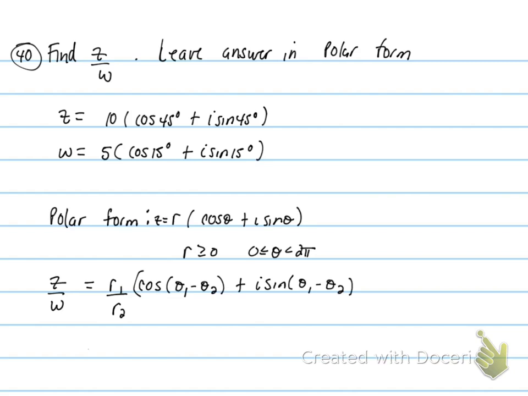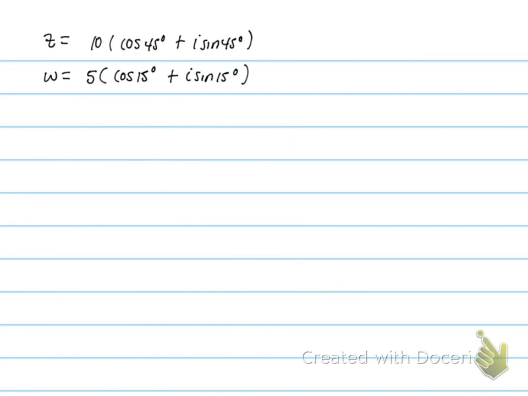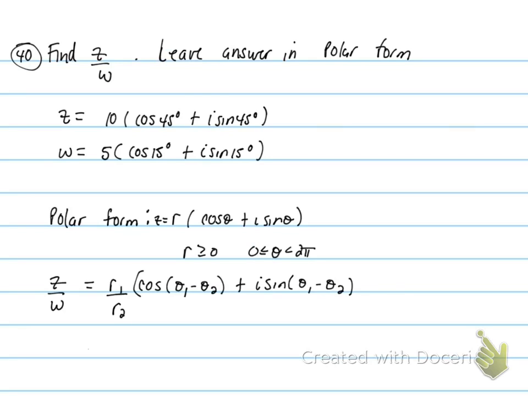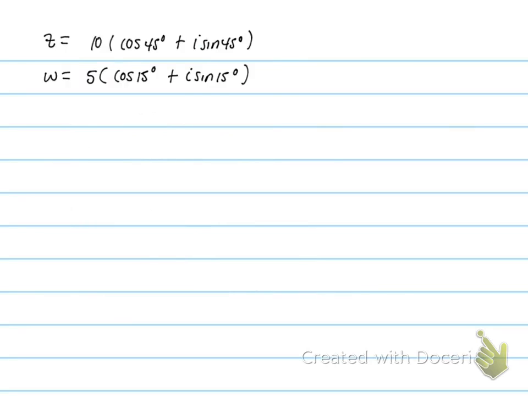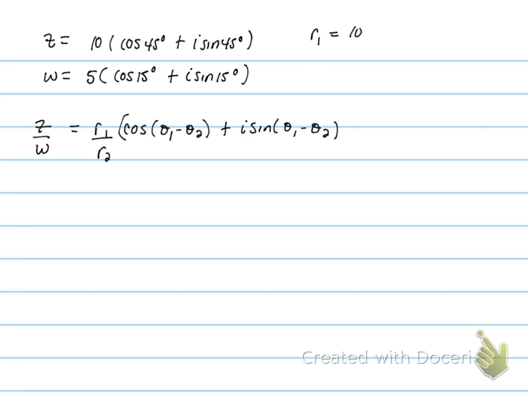Okay, so I'm going to move our two complex numbers over that are written in polar form, and I'm going to move over the equation that I'm going to use. Again, writing it out, we see r1 associated with z is 10. We see r2 associated with w is 5. We see theta 1 is 45 degrees, and theta 2 is 15 degrees. So we're pulling that from our z and w in polar form.